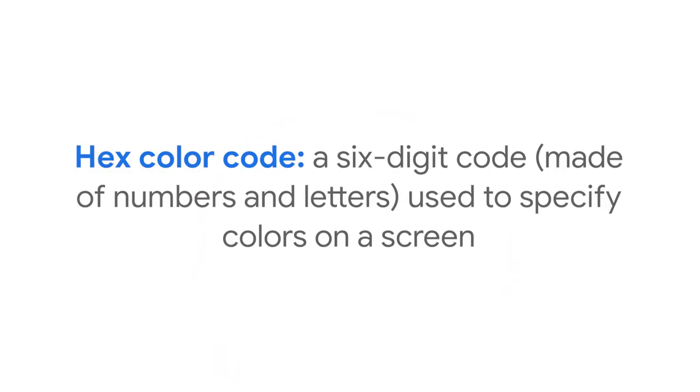In the main lesson, you use the Fill Color tool to choose a color for your progress bar. You can also assign a color using a hex color code. A hex color code is a 6-digit code made of numbers and letters. It is used to specify colors on a screen.